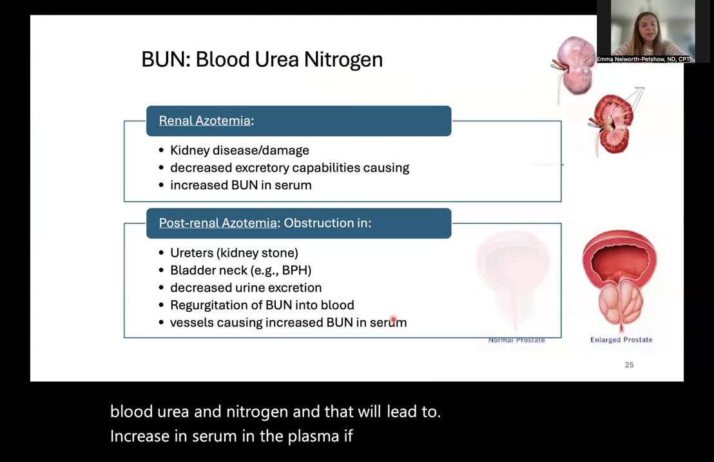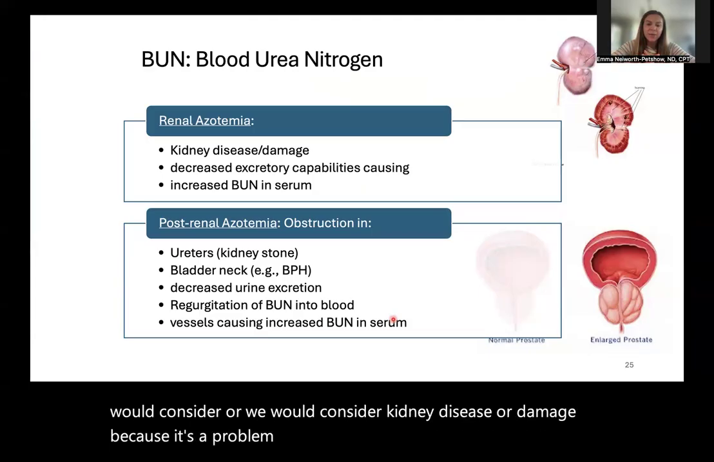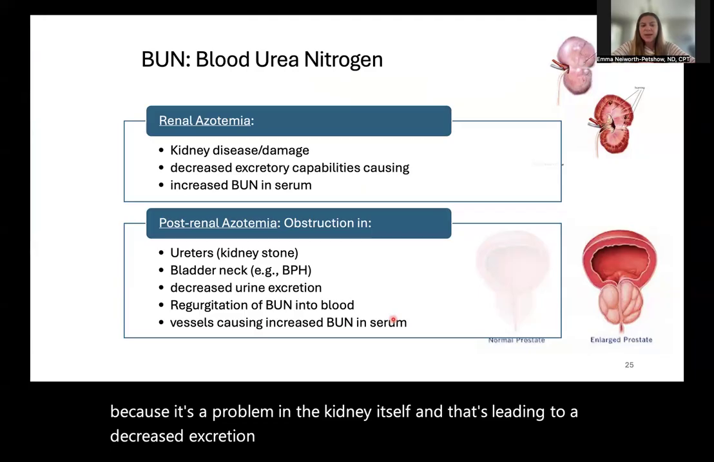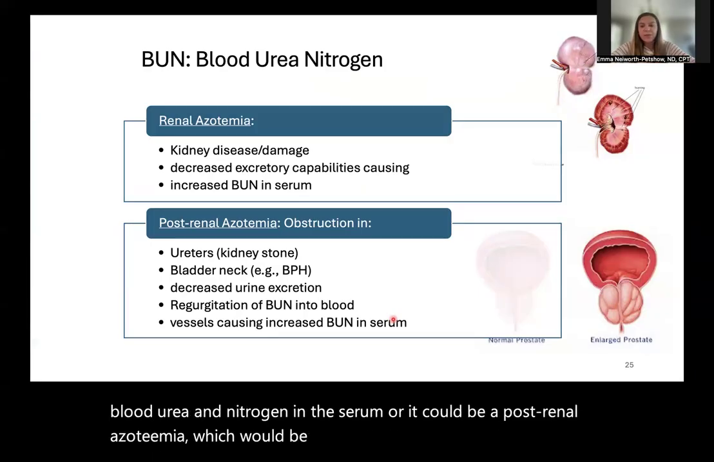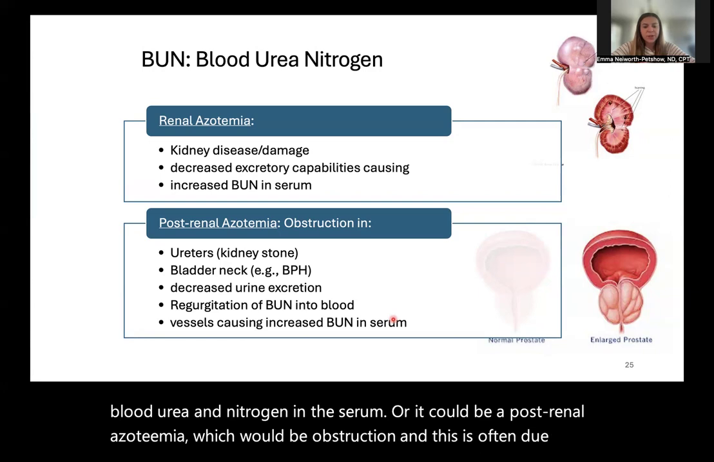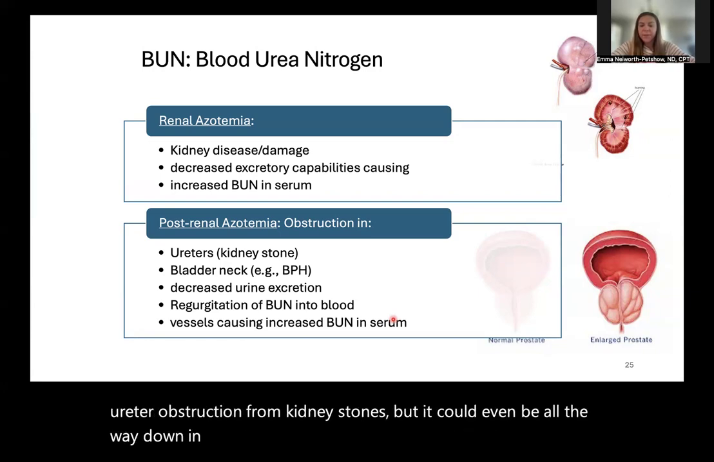If we had renal azotemia, we would consider kidney disease or damage because it's a problem in the kidney itself, and that's leading to a decreased excretion capability, and that leads to an increase in blood urea nitrogen in the serum. Or it could be a post-renal azotemia, which would be obstruction. And this is often due to ureter obstruction from kidney stones, but it could even be all the way down in the bladder neck from benign prostatic hyperplasia, as seen here.